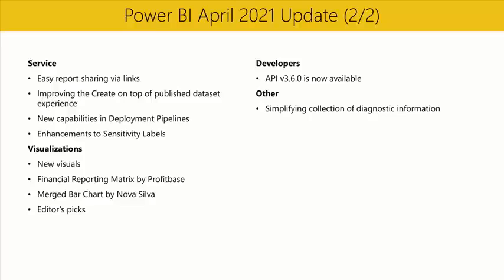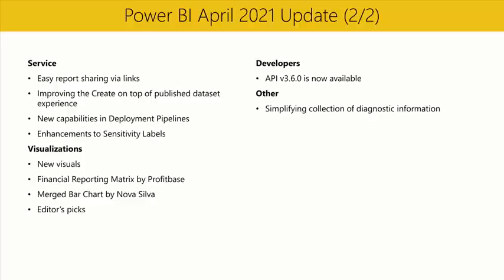Lastly, this month's editors' picks are the TheraTrack Timeline Circle, the Card with States visual by OKViz, and the Horizon Chart by XViz. You can find these editors' picks and all of the other mentioned visuals on AppSource.